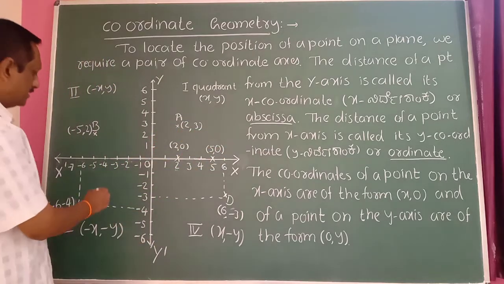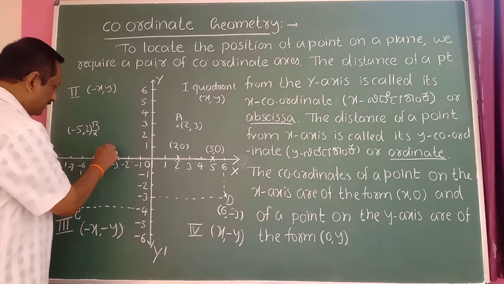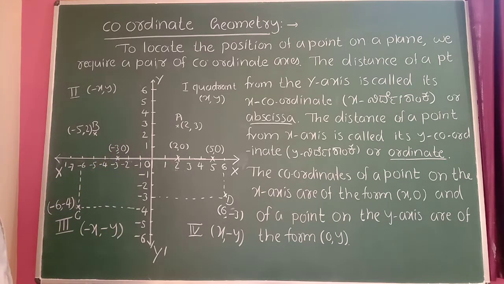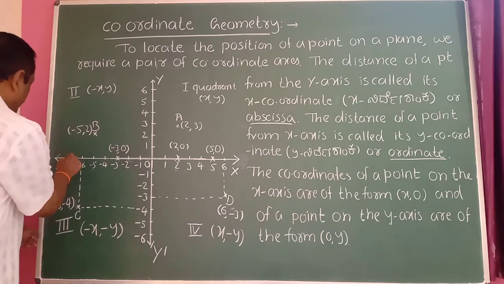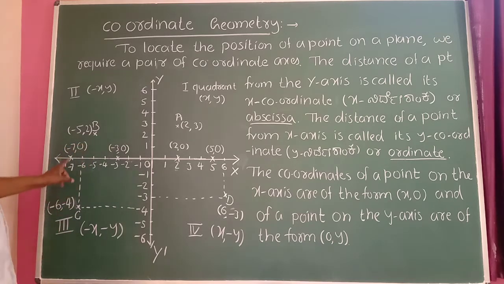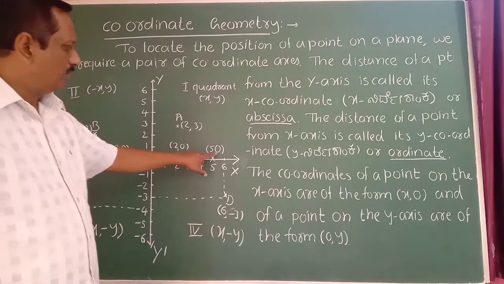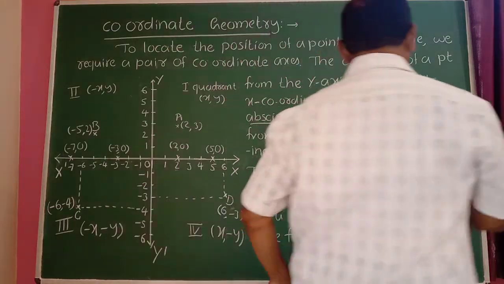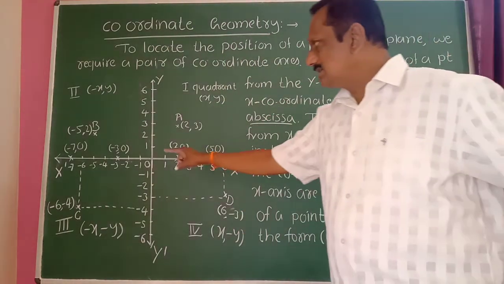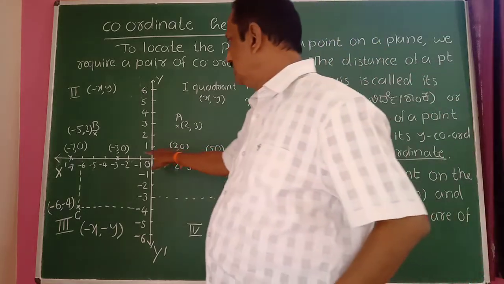If you choose this point here, then its coordinate is (-3, 0). Suppose if you take this point on the x-axis only, then its coordinate is (-7, 0). Here on the x-axis, the y coordinate is always 0. The y coordinate is the same as the ordinate here. On the x-axis, ordinates are 0.